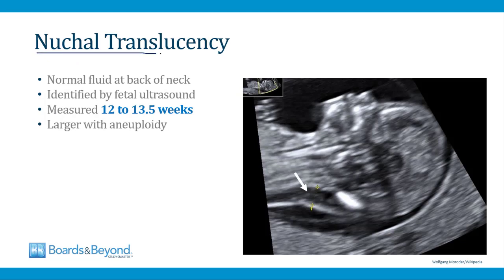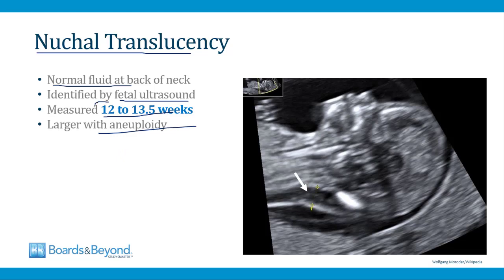Assessment of the nuchal translucency in the fetus by ultrasound is another way that you can identify a finding that suggests possible aneuploidy. There's always some fluid at the back of the neck in the fetus, and you can see this by ultrasound. If you measure the size of the fluid collection at 12 to 13.5 weeks, a larger fluid collection suggests that the baby may have aneuploidy.